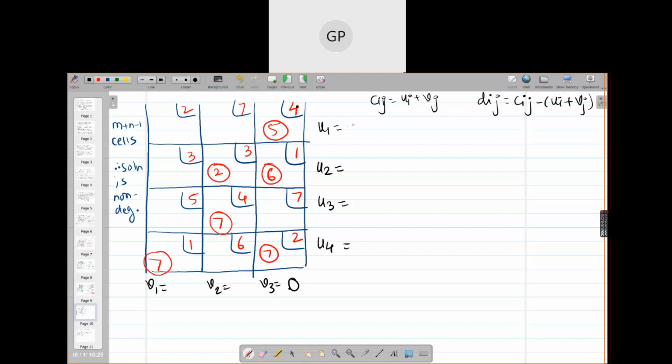What is the value of U1? 4, ma'am. U2? 1. U4? 2. So in one stroke, you are getting 3 variables' values because you are setting V3 equal to 0. Okay, next. Now you can use this U4 equal to 2 to find out V1.